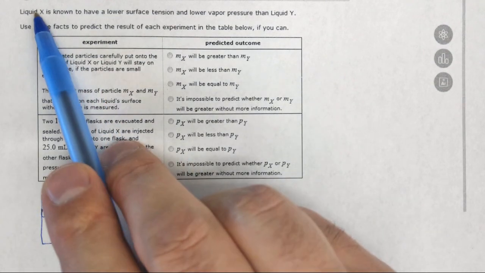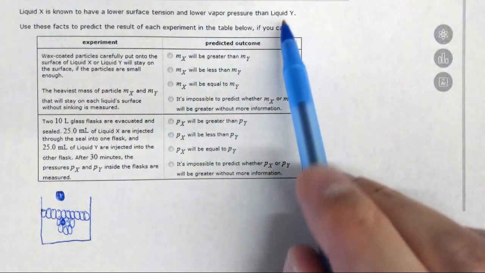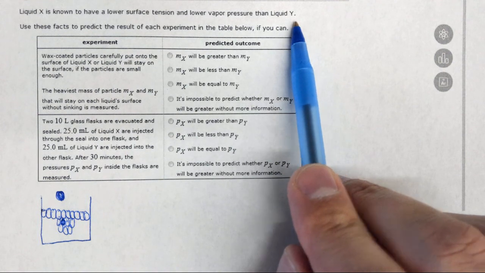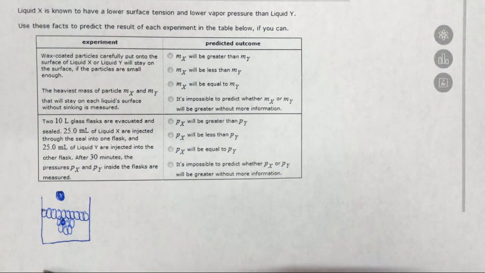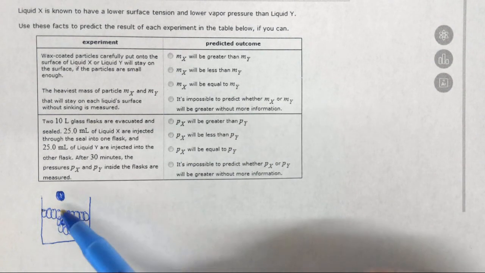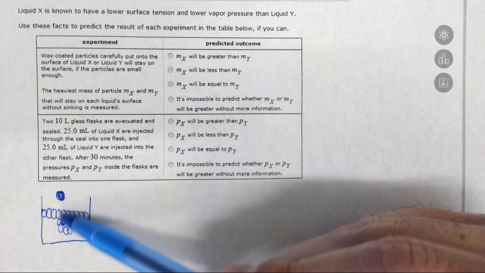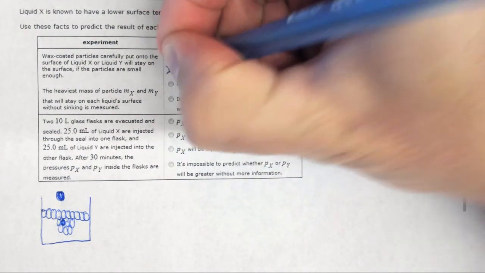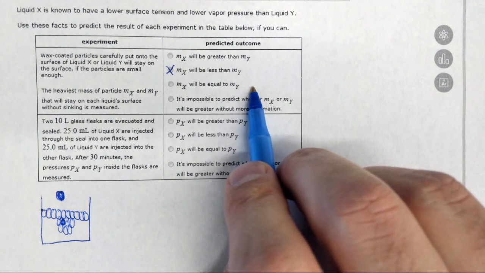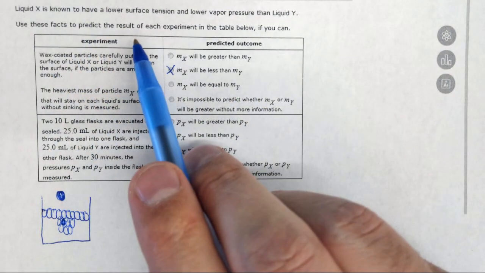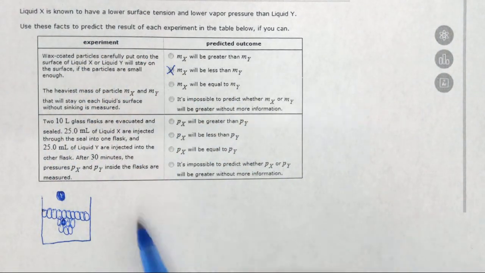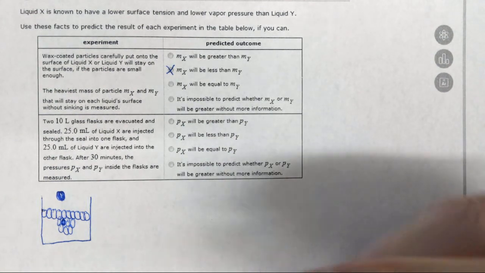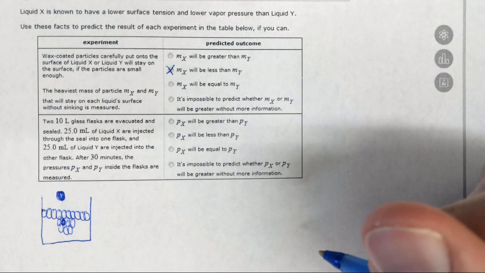So if liquid X has a lower surface tension than liquid Y, it means that a smaller particle will fall through, because you won't need as much weight or as much force to get the particle to fall through the surface. So in this case, mx will be less than my because X has a lower surface tension, therefore a less massive particle will be able to break the surface and create more surface, if you will.